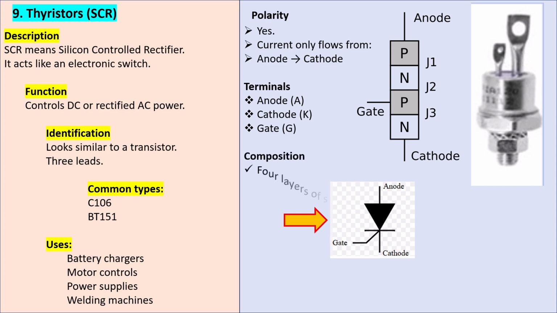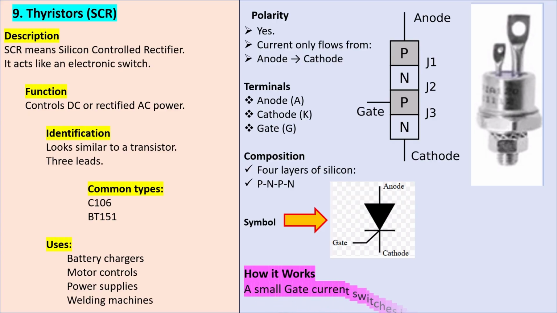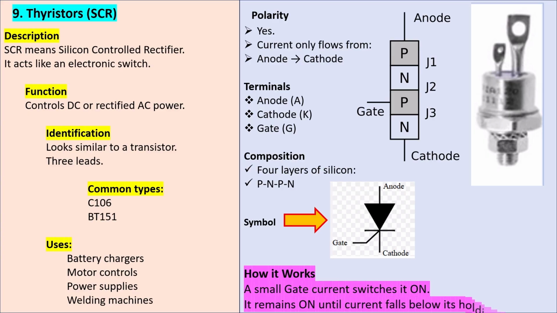Composition, you can see on the drawing in the middle, that's the composition. 4 layers of silicon, PNPN. This is the symbol. How it works: a small gate current switches it on. It remains on until the current falls below its holding current.